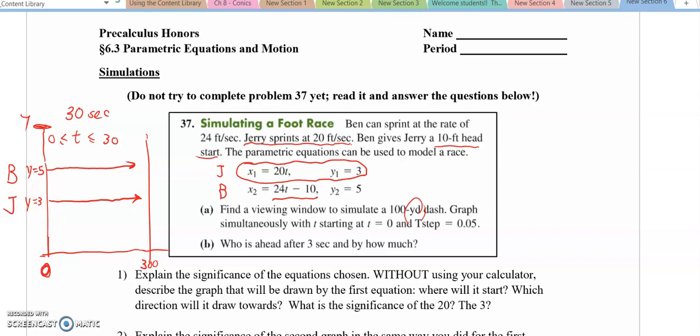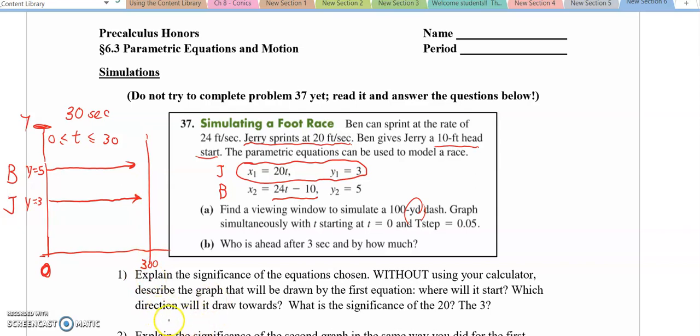And so like the 3 and the 5 for the Ben and Jerry's equations, how those were arbitrary, we'll create an arbitrary x value for the finish line. But it's not arbitrary, sorry. We want the race to be over when they get to the 300-foot mark. So I'm going to make a vertical line with an x value of 300.